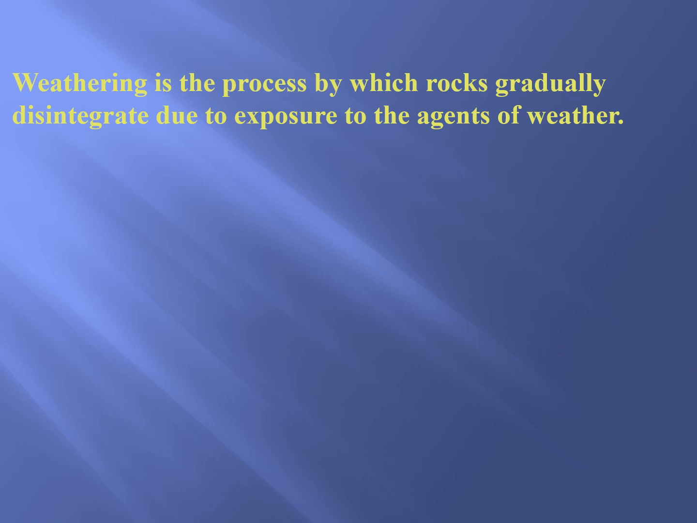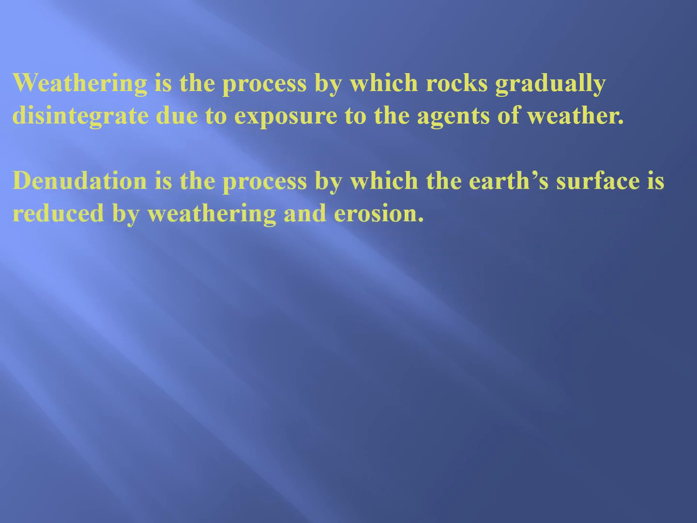All right. So denudation now is the process by which the Earth's surface is reduced by weathering and erosion. In other words then, students, it is the process by which both weathering and erosion work together to wear down the Earth's surface. All right? And that is what we mean by denudation.